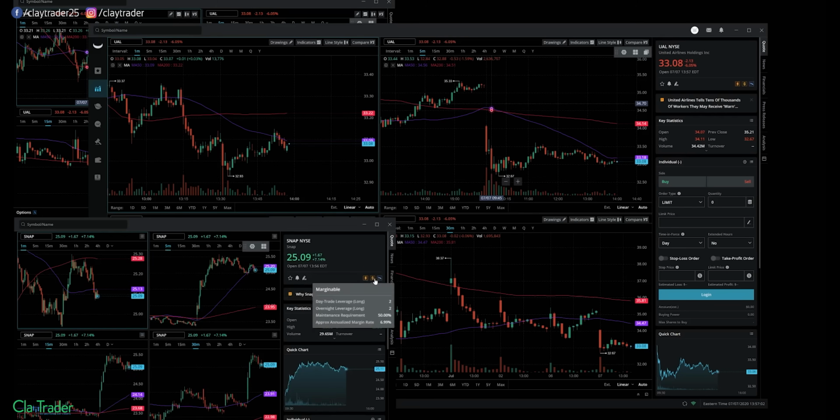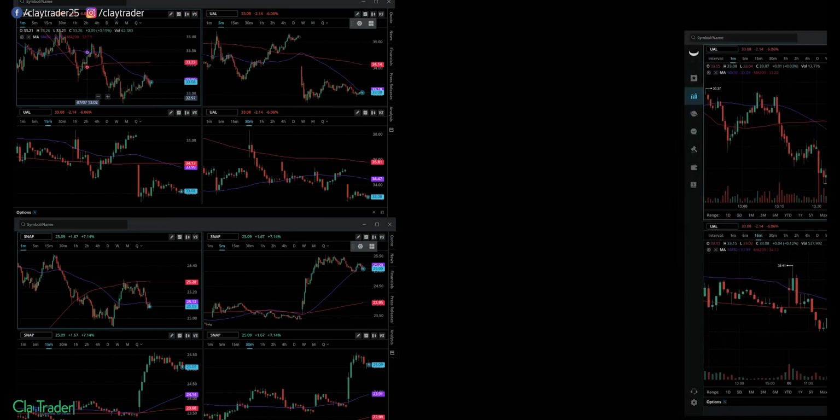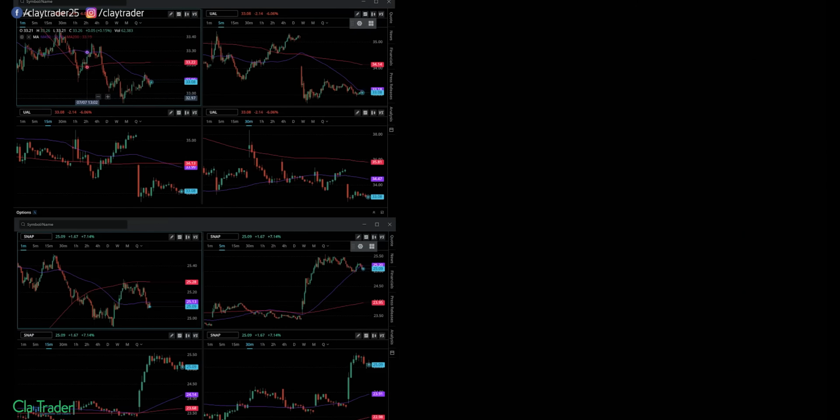So now you have Snap. Notice how everything populated. And at this point, let's get this out of the way for now. What we're looking at here is two separate charts, right? Two separate ticker symbols that you care about. Here we have UAL. Here we have Snap. 4 different time frames for each.